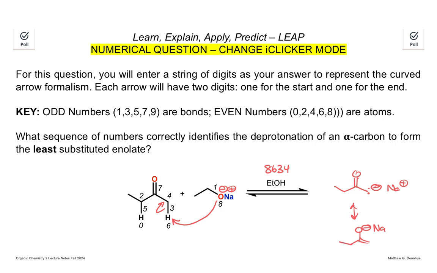So when I say least substituted, really what you're counting is the number of carbon substituents to the double bond. So any enolate is going to have the oxygen. So we have 1 carbon substituent. If we deprotonated from the other alpha carbon, now you would have more, so you'd have 2. So that's another thing to consider, is the substitution pattern of the alkene that's generated.